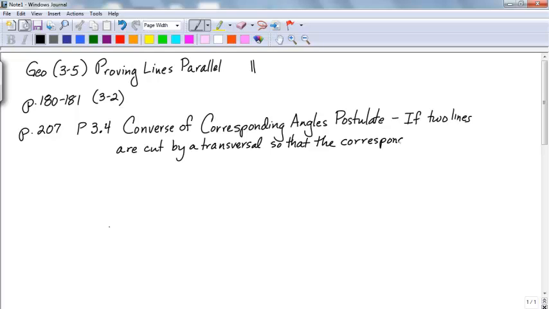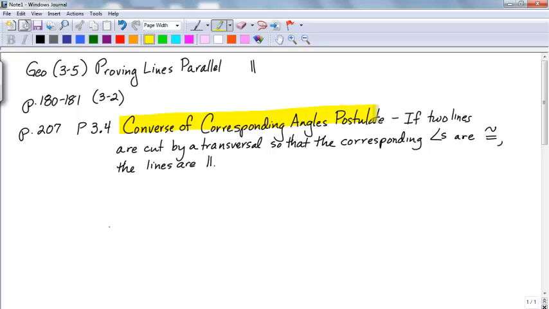And remember, you can abbreviate angles. Corresponding angles, use this symbol for angles. Are congruent, use the symbol for congruent. This is the symbol. Then the lines are parallel, and you can use the symbol for parallel. So this is called the converse of the corresponding angles postulate. And when you're doing the assignment, use the words. Don't just say postulate 3.4. Call it the converse of the corresponding angles postulate.